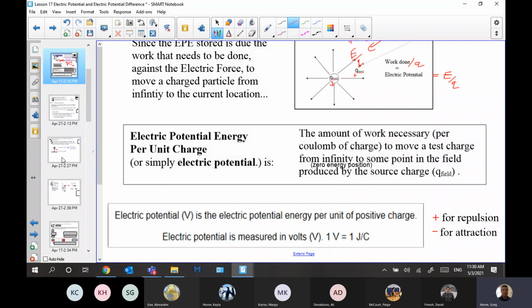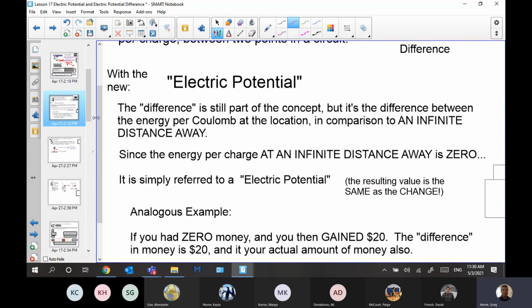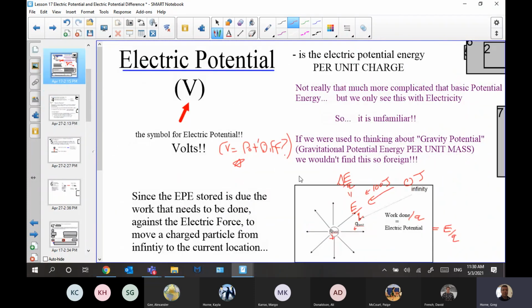So this idea of it still is like I could add in here. This is actually a difference in comparison to infinity, right? Electric potential difference in comparison to infinity, but you're probably better off just understanding that rather than writing it every time.